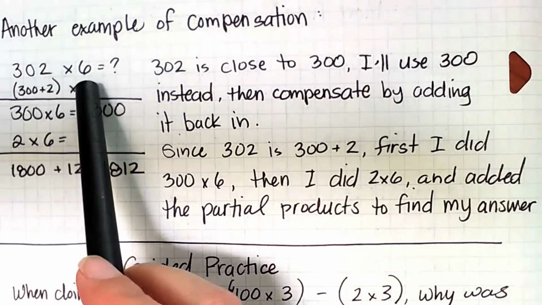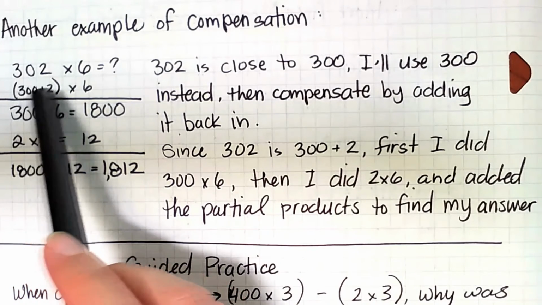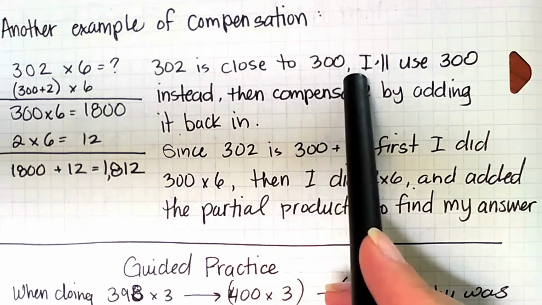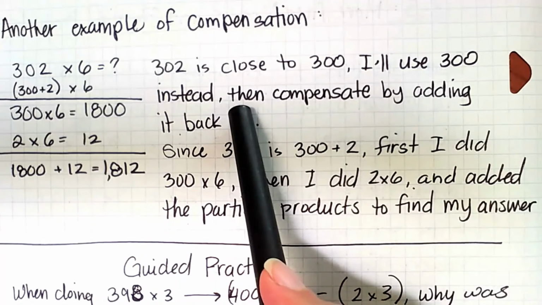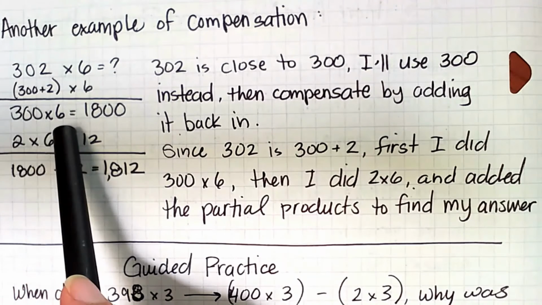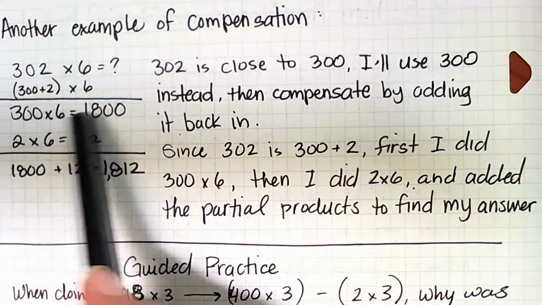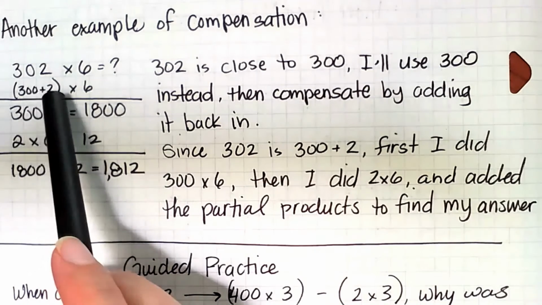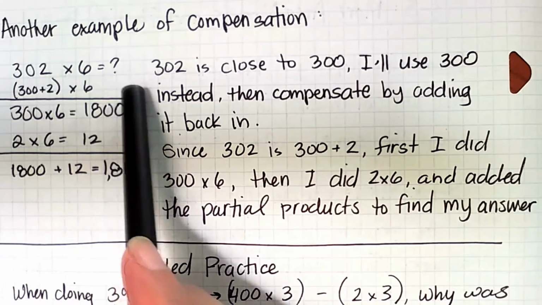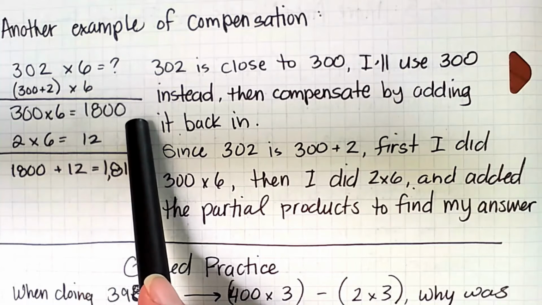So remember, you're always doing the inverse to adjust for your answer. So 302 times 6, that's basically 300 plus 2 more. I know that 302 is close to 300. I'll use 300 instead and then compensate by adding it back in. So 300 times 6 is 1800, because I know 3 times 6 is 18. Now that extra 2 times 6 would have been 12. Now I need to add those 2 together. Now I have 2 partial products.